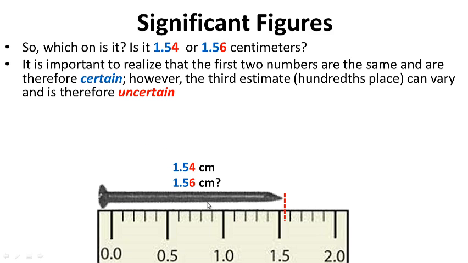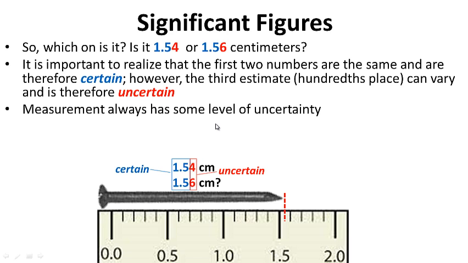It is important to realize that the first two numbers are the same and are certain. They're certain because the ruler tells us so. However, the third estimate, in the hundredths place here, can vary and is therefore uncertain, because we had to make an estimate. So we have certain values, which we know are certain because our ruler tells us so, but this last one is uncertain because we are estimating. When you're making a measurement, you should always have some level of uncertainty.